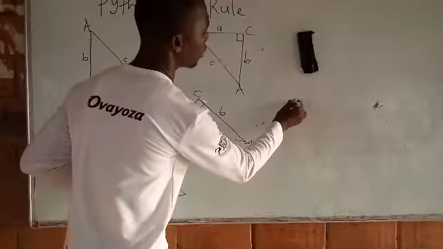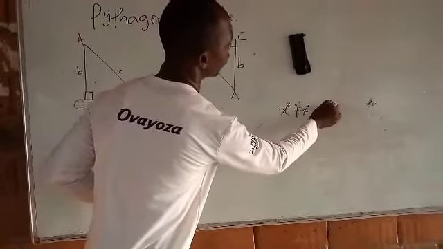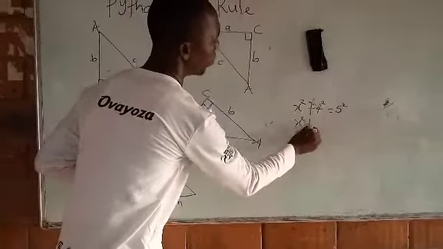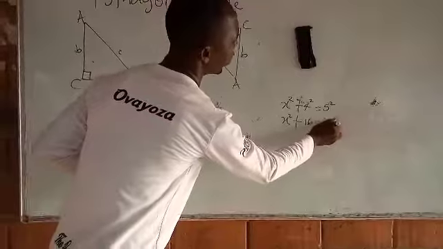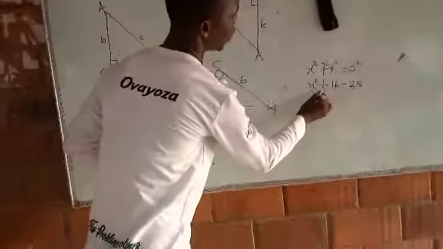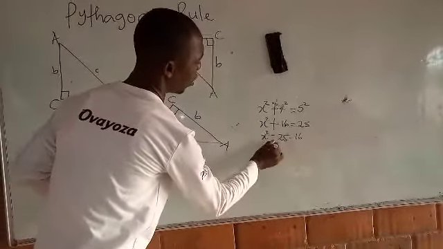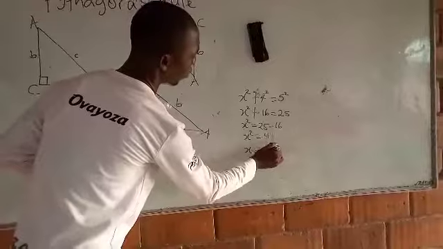So that means the sum of the squares of these two sides will give me the square of this side. So that means x squared plus 4 squared is equal to 5 squared. Meaning x squared plus 16 is 25. My x squared will now be 25 minus 16. X squared equals 9. So that means x equals square root of 9.